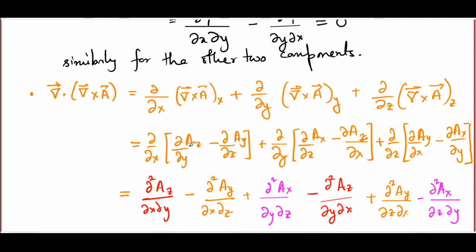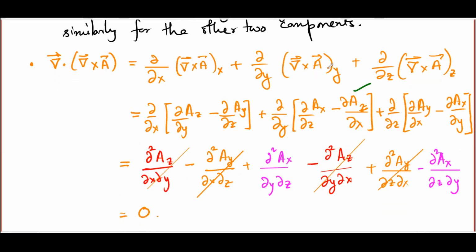The first term here is going to be simply del 2 AZ del X del Y. That comes with a plus sign. On the other hand, the same thing, except that the partial derivatives are being done in a different order, occurs here. Del del Y of minus del AZ del X. That's minus del 2 AZ del Y del X. And from the fact that all three components of A, AX, AY, AZ are smooth functions, we know that these two must cancel out. Very similarly, you can show that this term which leads to this and this term which leads to this give you mixed partial derivatives in two different orders, again cancelling each other out, and the same can be said about the remaining term. So divergence of curl of A is composed of six terms which cancel each other out and you are left with zero.